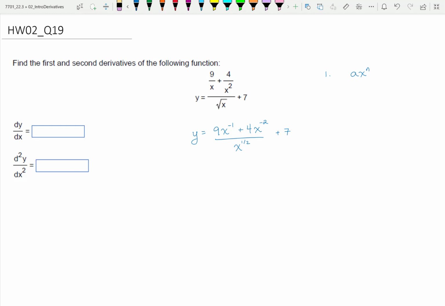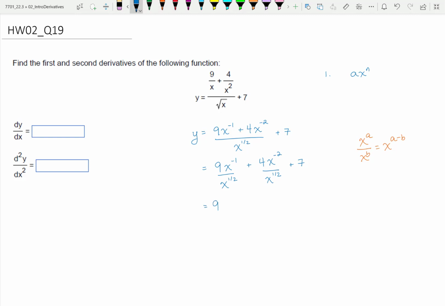Now I'm going to try to simplify this further. I can rewrite this as 9x to the power of negative 1. Now, because I have a shared denominator separated by a plus, I'm going to separate these into two fractions, both with x to the power of half as the denominator. Now I'm going to use the rule x to the power of a over x to the power of b is equal to x to the power of a minus b. That's in our pre-calculus formula sheet.